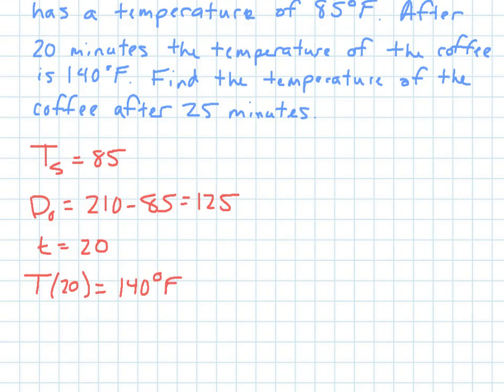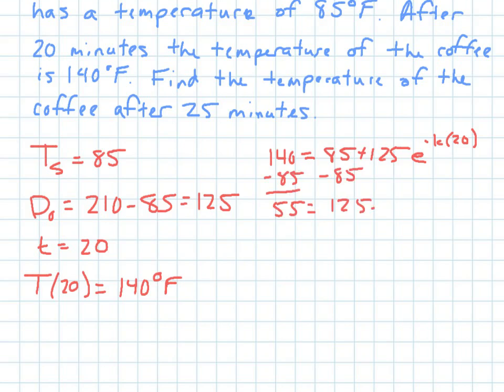Using this information, I want to plug it in so I can find my k value. So 140 is equal to 85 plus 125 times e to the negative k times 20 power. Now I want to simplify and solve. Subtracting 85 from both sides gets me 55. And then I want to divide the 125 away, kind of like if I'm solving, so I can get rid of the base that's happening. So 55 divided by 125 gets me 0.44.